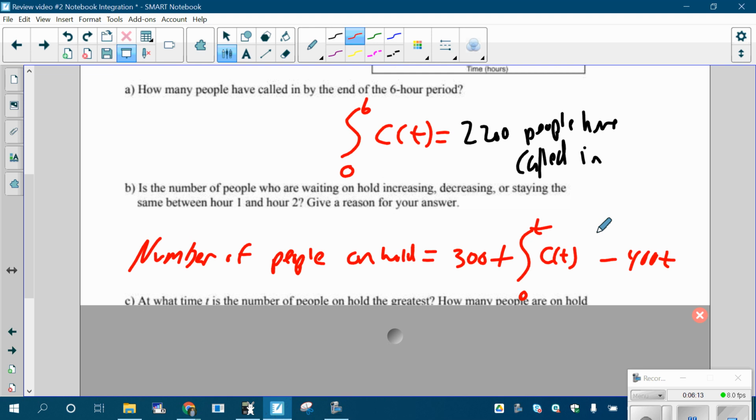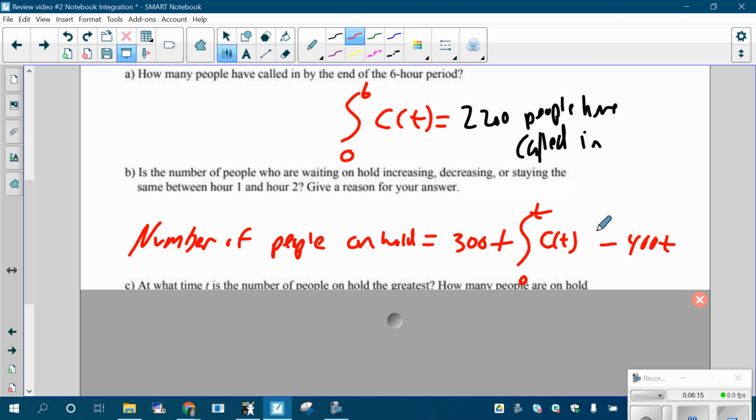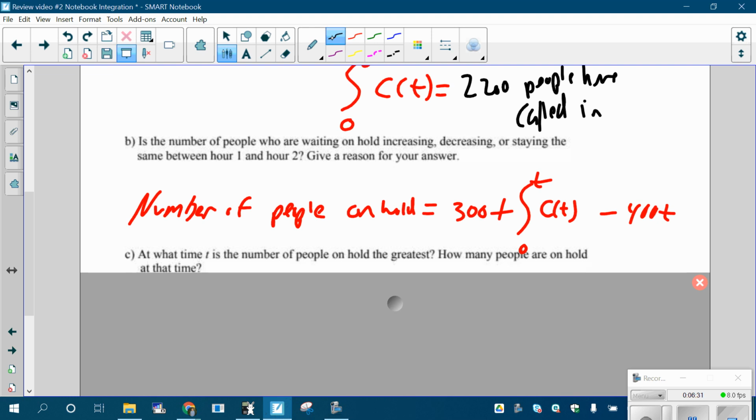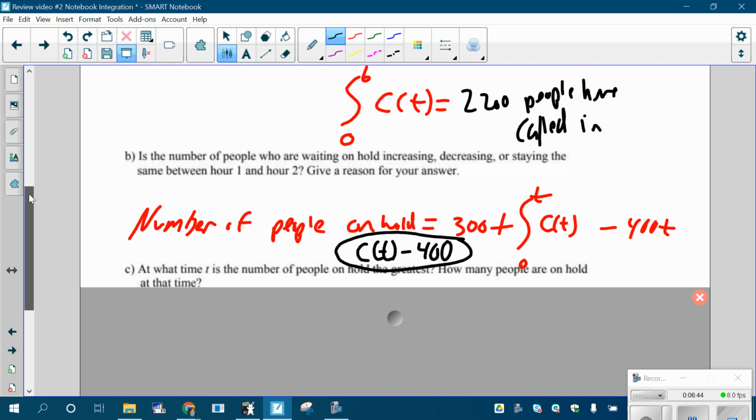Okay? So then when they're asking me, is the number of people on hold increasing, decreasing, or staying the same? If I want to know whether this function is increasing or decreasing, I need to take the derivative of this. What's the derivative of this? Well, the derivative and the integral cancel each other out. So I'm left with c of t. What's the derivative of 400t? 400.